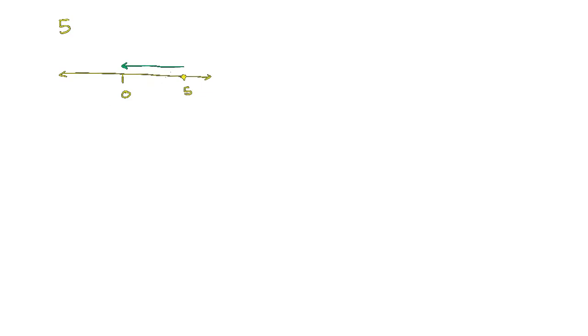And if we're going 5 spaces to the left, that means that we are adding -5. So if we add -5 right here, then that is going to get us back to 0. That is going to get us back right over here to 0. And you probably already knew this.